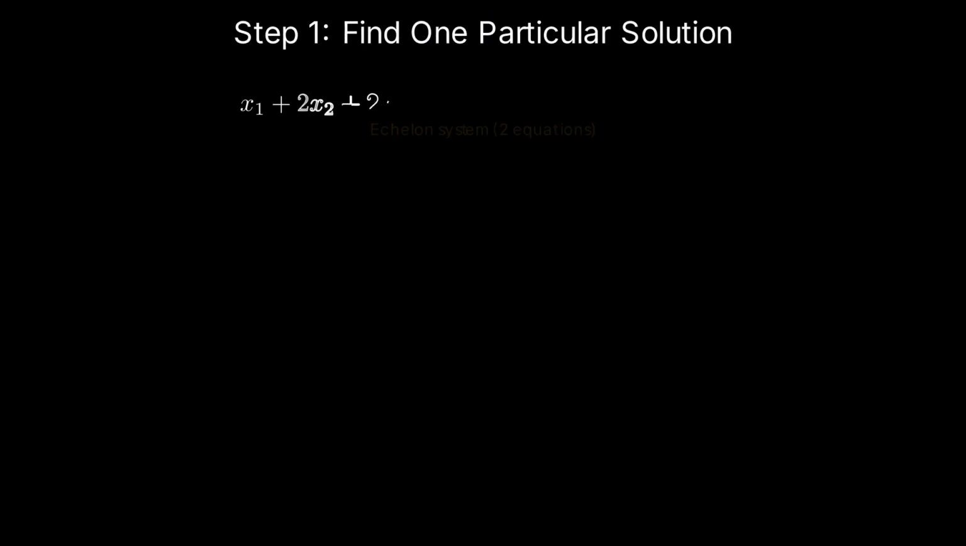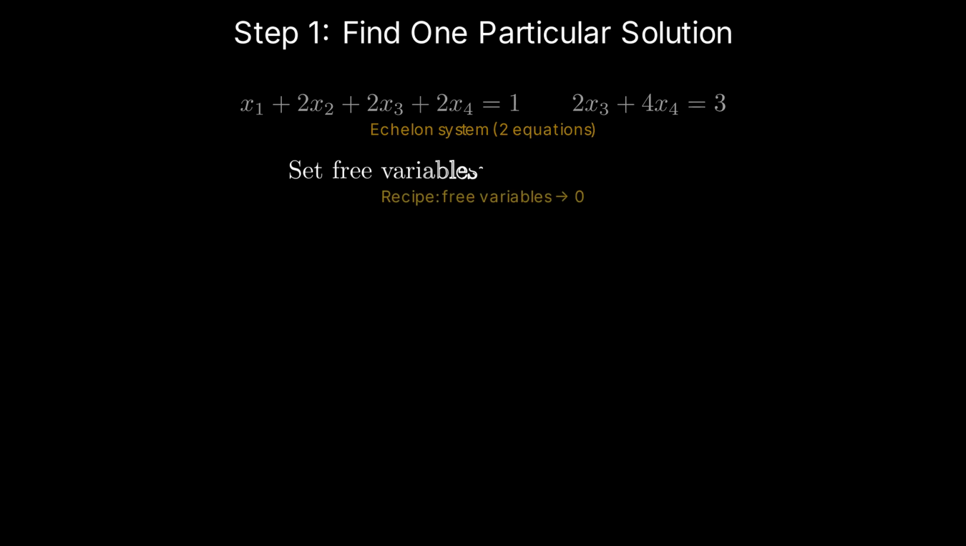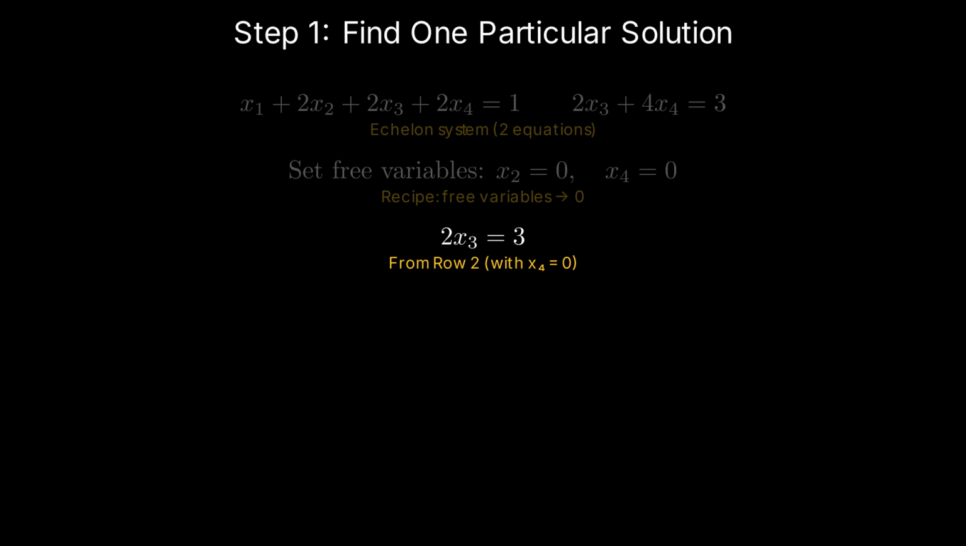Step 1, find one particular solution. The recipe is to set every free variable to 0. So x2 equals 0 and x4 equals 0. Now the system simplifies. Row 2 of the echelon form says 2x3 equals 3. Divide both sides by 2 and we get x3 equals 3/2. Circle that result. Now move up to row 1.